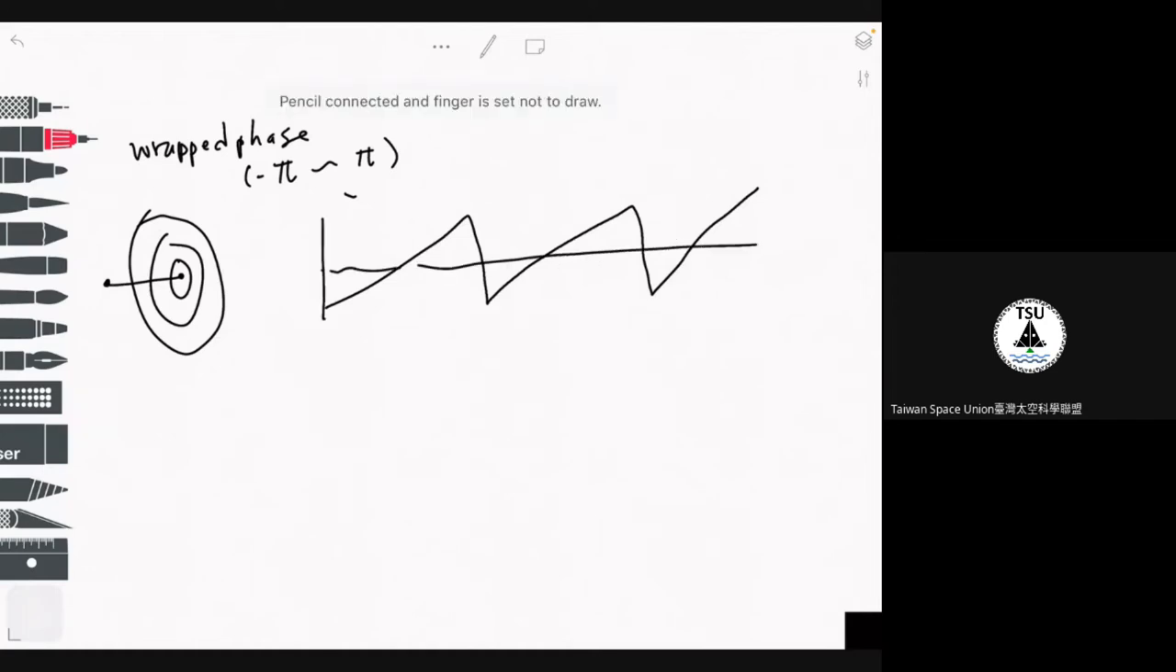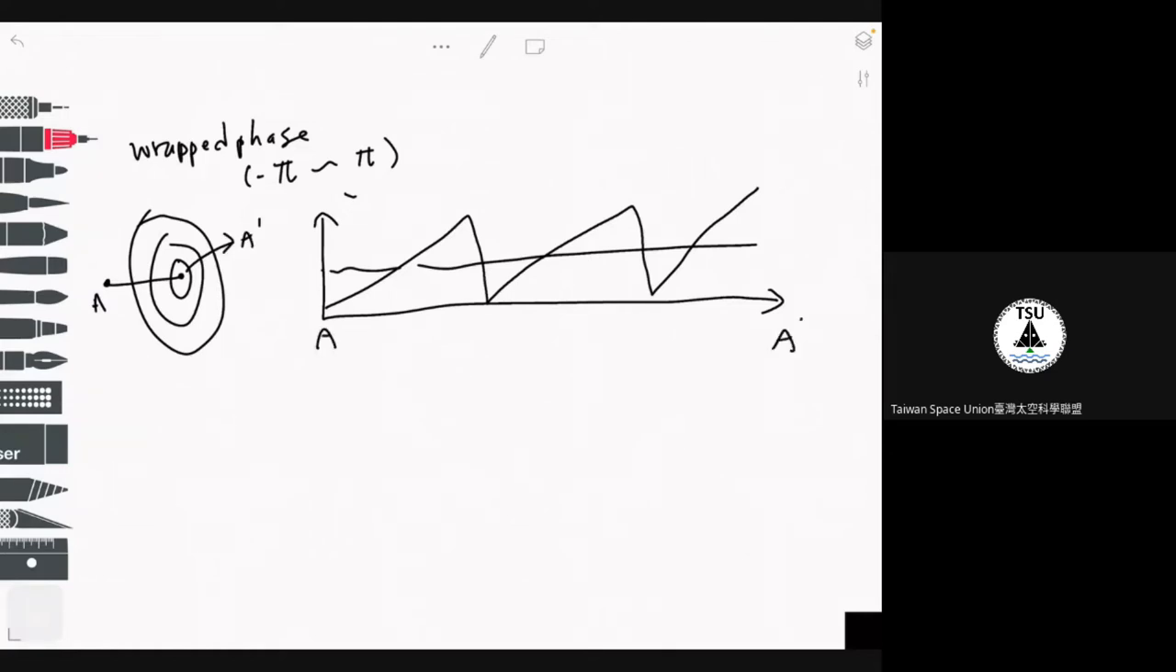This is the axis. So this is A and A prime. Here is A and A prime. And then the point here is negative pi. The point here is pi. So this is the so-called wrapped phase.